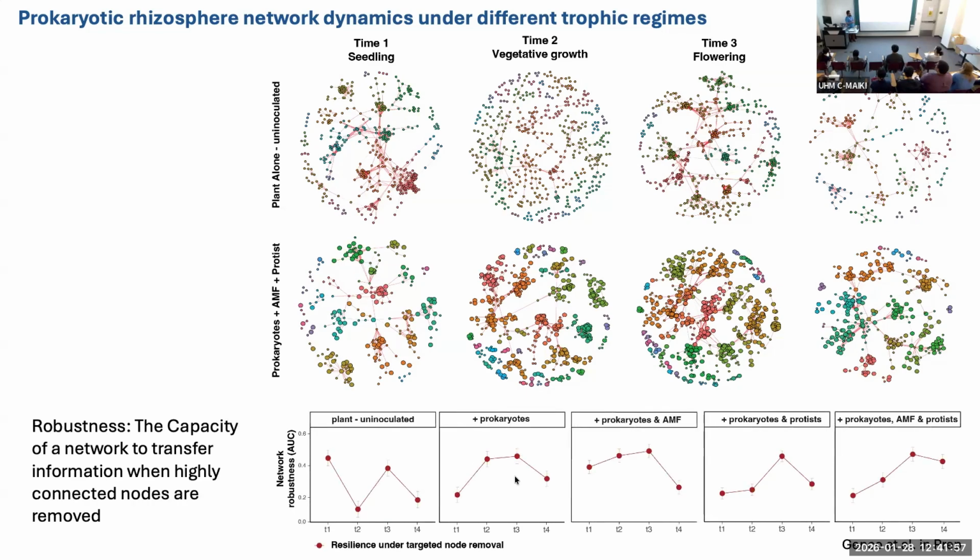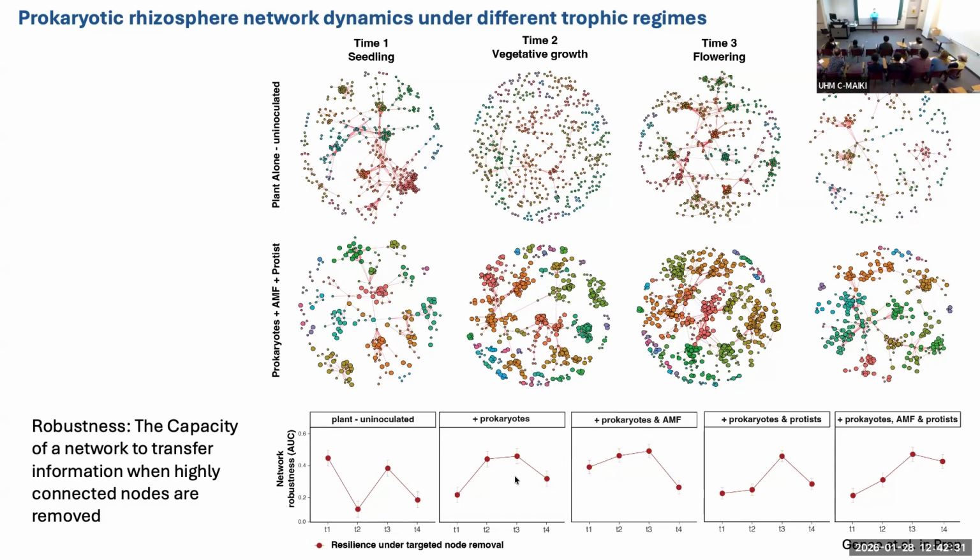Again, robustness. This is where things to me get really interesting. You have robustness. I defined it before, right, with the terraces. How well can a network transfer information when you remove highly connected nodes? And look at this, when the plant is alone or uninoculated, it's kind of going up and down. But when you have microbes added, prokaryotes, you can see that it increases, and then decays. When you have AMF, you can see the same trend, but during senescence, the robustness is lower.